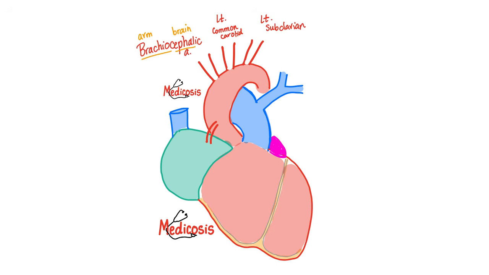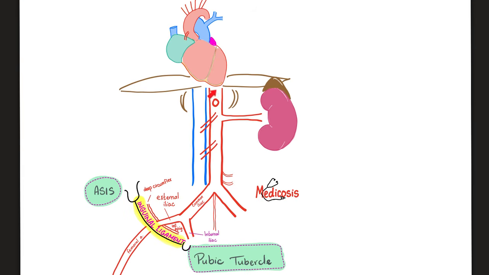After the ascending aorta, we have the aortic arch. The aortic arch has 3 branches, also non-negotiable: brachiocephalic artery, left common carotid artery, left subclavian artery. Then the descending thoracic aorta pierces the diaphragm at the level of T12, enters into the abdomen, and changes its name into the abdominal aorta. Here is the abdominal aorta like this.